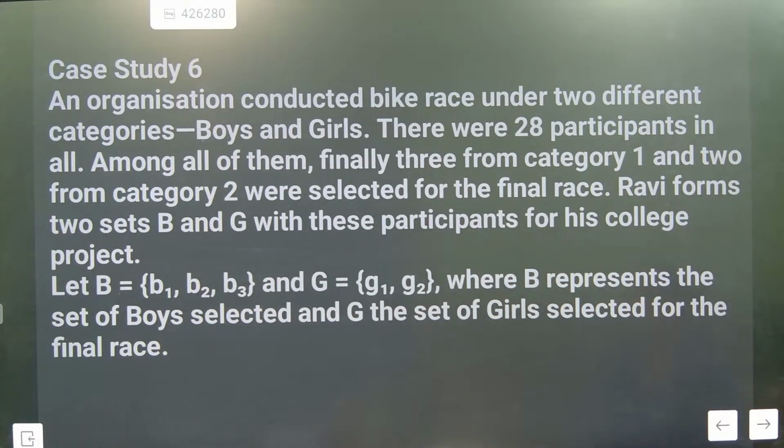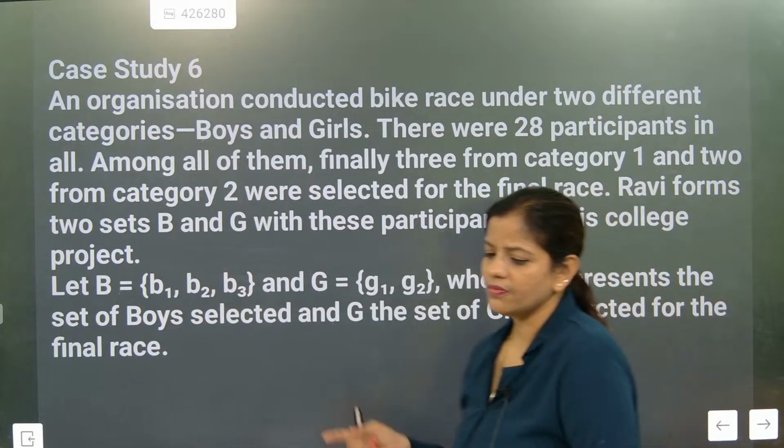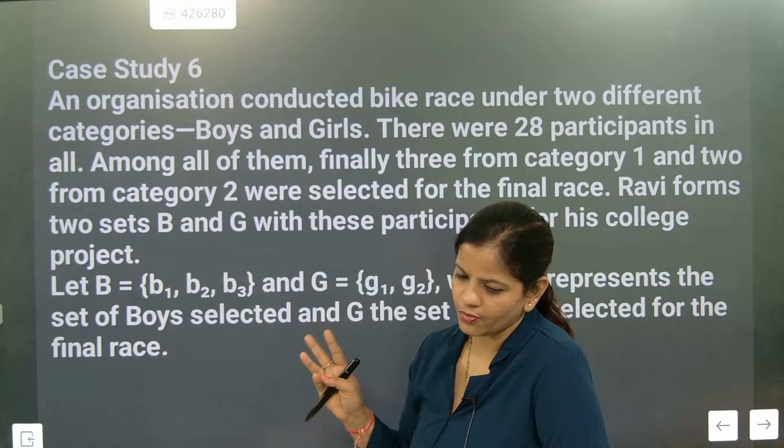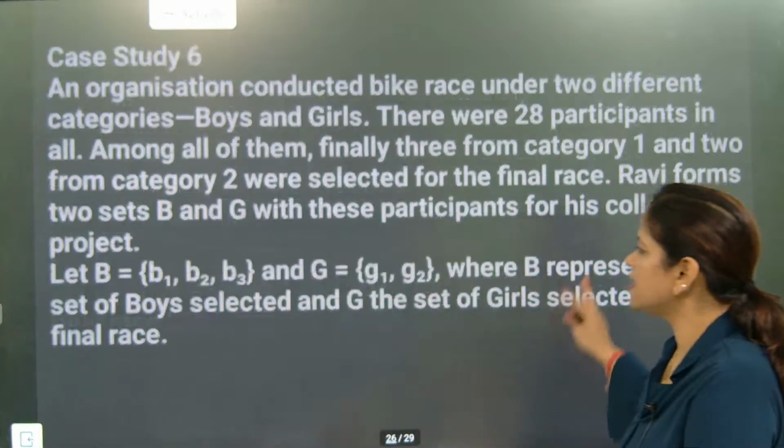We form two sets, B and G, with these participants. B is B1, B2, B3, the three boys, and G is the two girls, where B represents the set of boys selected and G represents the set of girls selected. They did not tell how many boys were there in total, but from boys, three are selected, and from girls, two are selected. So these are the selected boys and the selected girls.